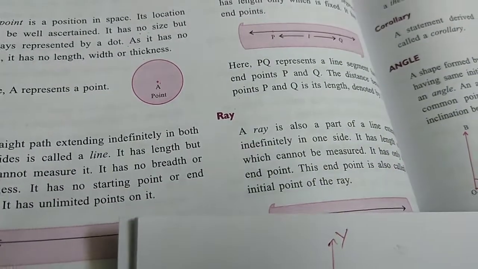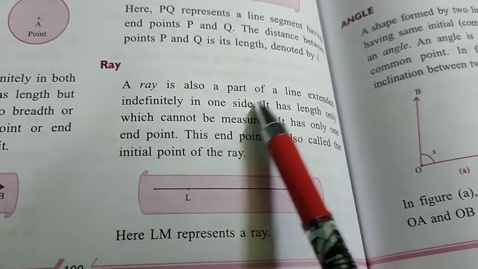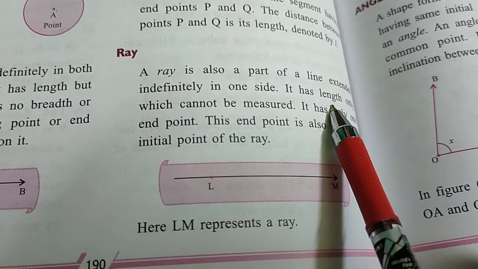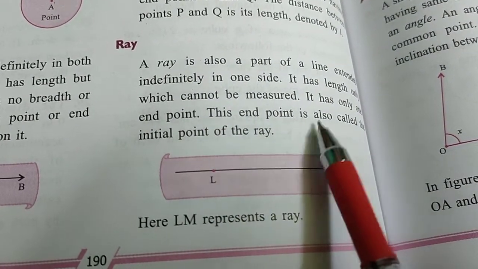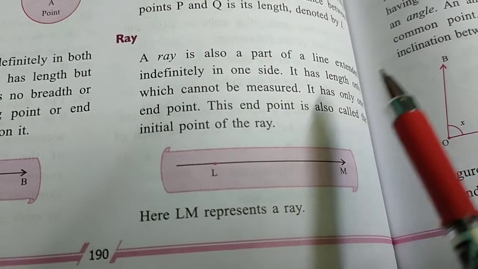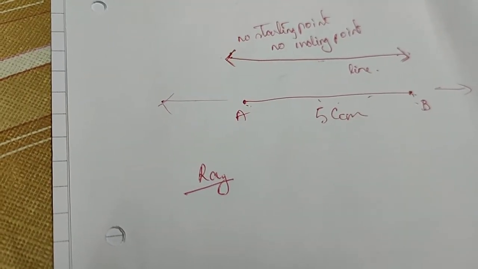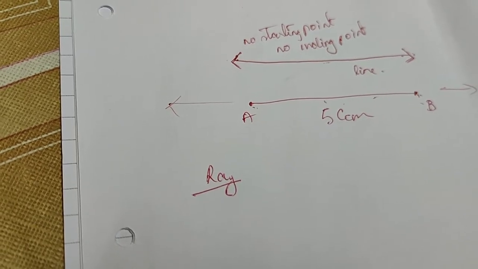Okay. Now what is a ray? A ray is also a part of the line extended indefinitely in one side. It has length only which cannot be measured. It has only one end point, and this end point is called the initial point of the ray. A ray is also a part of a line extended indefinitely in one side.